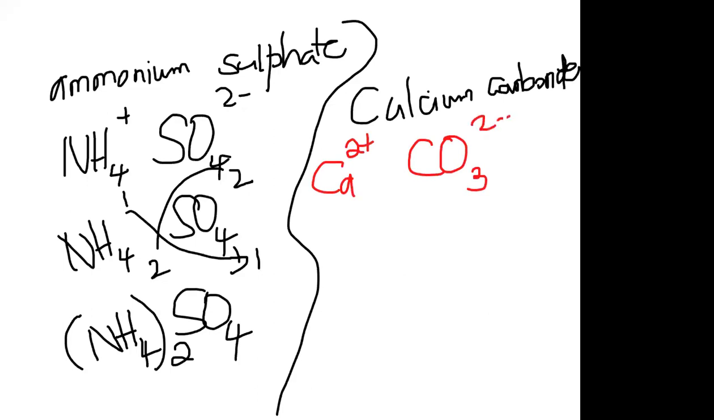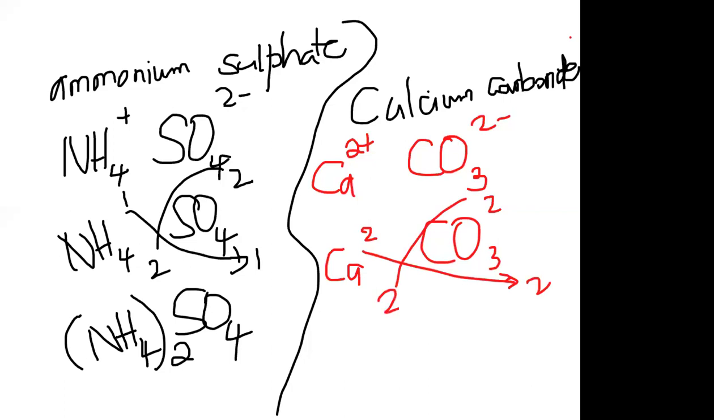What do I do now? I write Ca2, and then I write CO3, 2. Both of them have the same valency, so it's one of each. Or we can continue to put the 2 there, 2 there. 2 can be divided by both numbers, so it's one of each. So what's the formula for calcium carbonate? CaCO3.